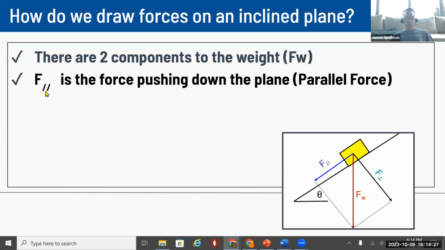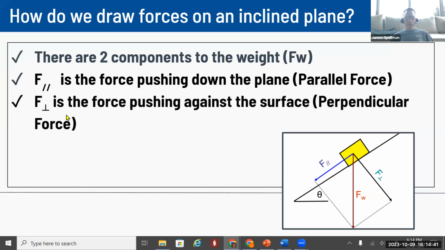So this force right here is the parallel force, and this parallel force is the force pushing down the plane. You can see that it's labeled blue. It's called parallel because it's parallel to the ramp. The force with the perpendicular sign is what's making the right angle. Perpendicular means the right angle. And so this is the force that's pressing into the surface of the ramp. And you can see that it's going to be making a 90-degree angle there.